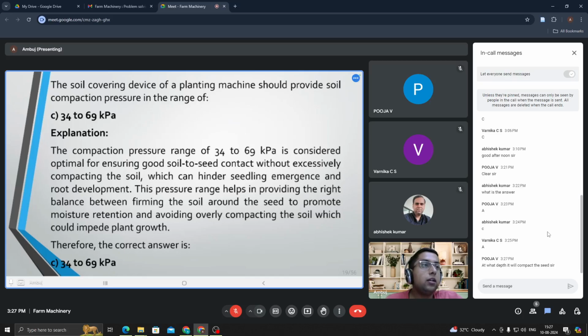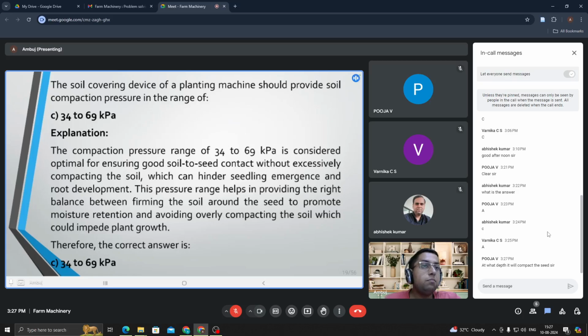At what depth it will compact the seed, sir? Yes, that will be based on the nature, the agronomic properties of that seed. For every crop there is a particular depth until which the seed is buried. A planting machine has some adjustment. In case of a pneumatic planter, a valve is there, and based on that we can adjust the depth of placement of the seed.